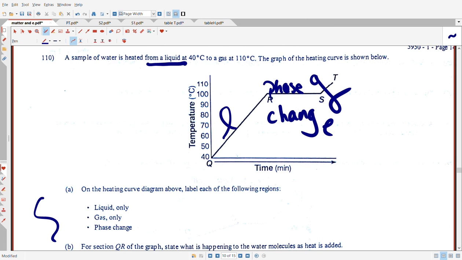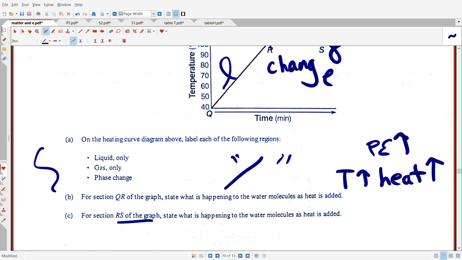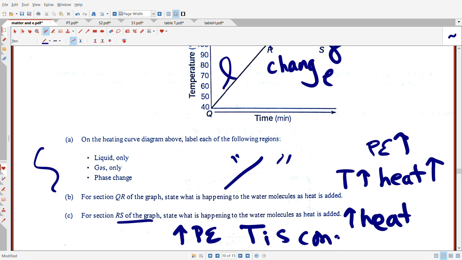For section QR, that's the diagonal. What's happening in the water molecules? You could say that the temperature is going up, stored energy is going up, and the potential energy is going up. But during RS, which is a plateau, you're still adding heat. So stored energy still goes up, but the temperature is constant because the thermometer stops moving.